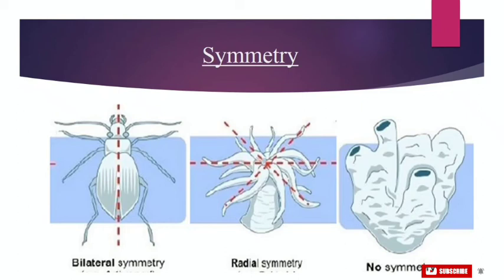Any plane passing through the median or central axis cannot divide this organism into equal halves. This type of example, that is asymmetrical or no symmetry, can be seen in sponges.